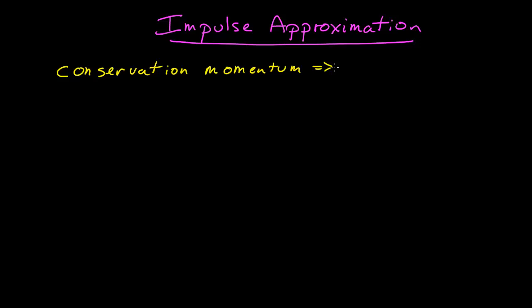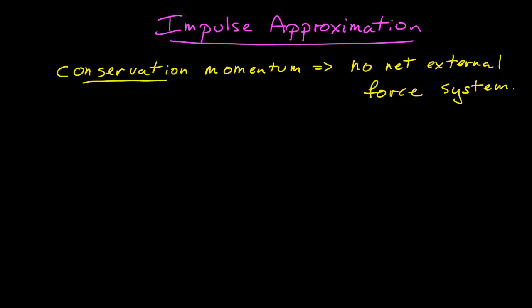And we've said it applies to a problem when there is no net external force on the system. And that's fine. However, it turns out that there are times, even when there is net external force on the system, where conservation of momentum can be applied.